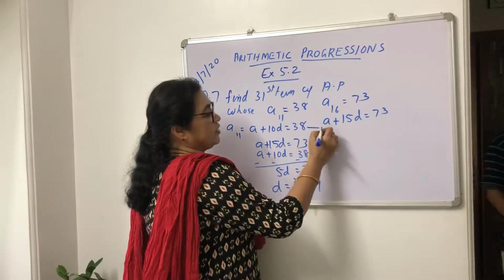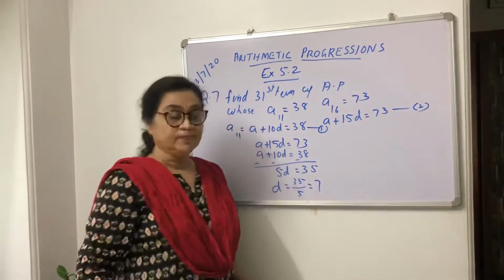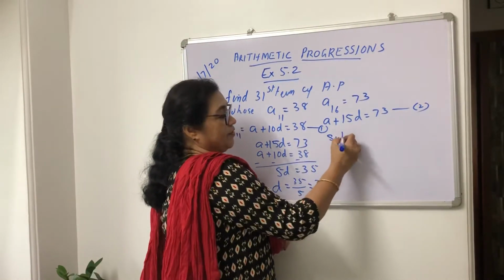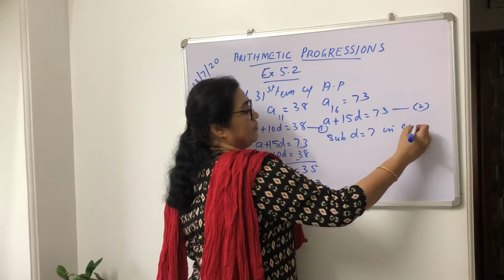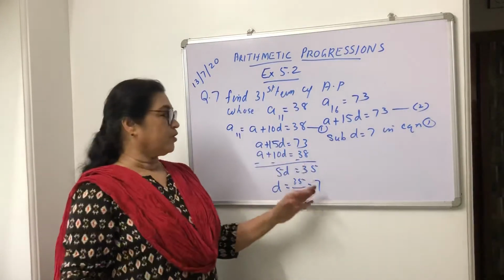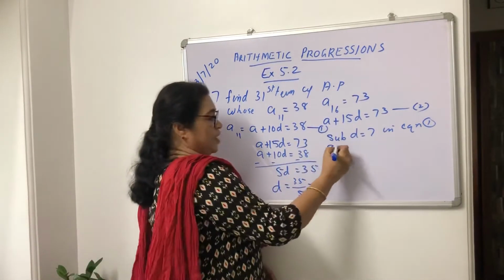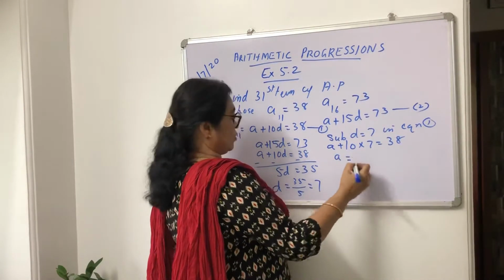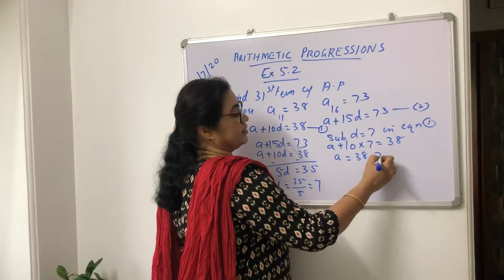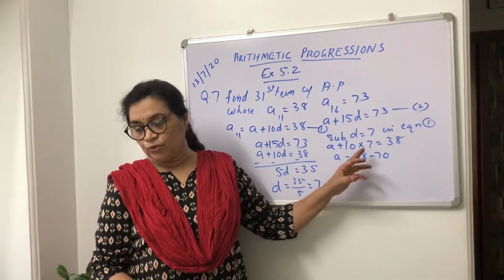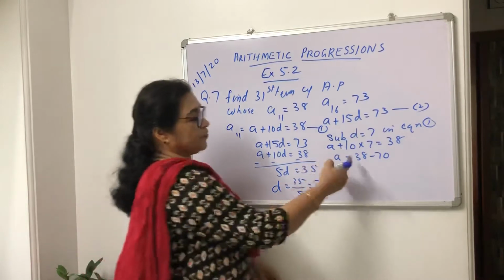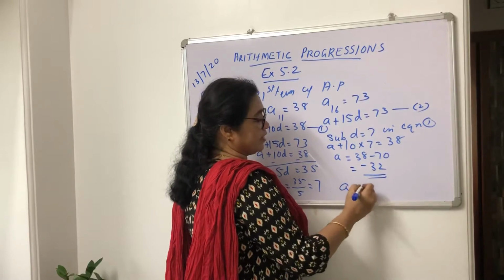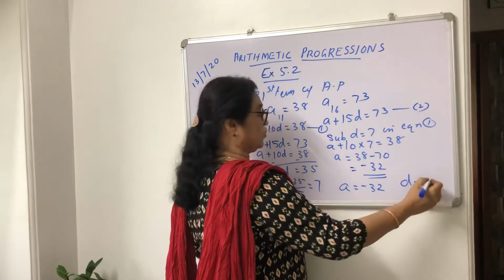Now this is our first equation and this is our second equation. Substitute the value of D equal to 7 in equation 1. You can substitute the value of D in any of these equations. So A plus 10D, 10 into 7 is 70, equals 38. A is equal to 38 minus 70, that is minus 32. So you are getting A is equal to minus 32 and D is equal to 7.